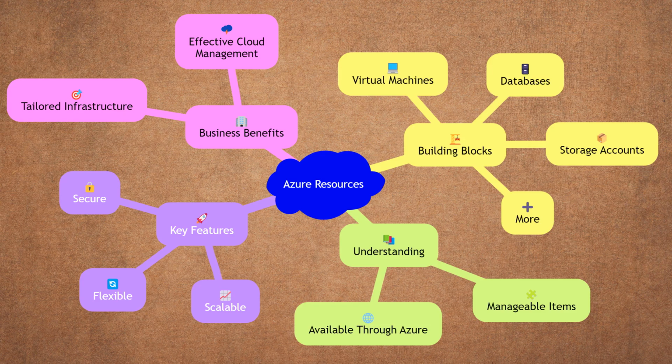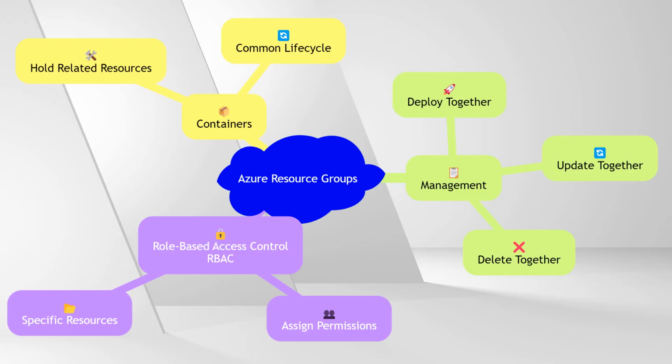Azure resources are designed to be scalable, flexible, and secure, allowing businesses to tailor their cloud infrastructure to meet specific needs. Azure Resource Groups are containers that hold related resources for an Azure solution. They provide a way to manage and organize resources that share a common lifecycle. By grouping resources, you can deploy, update, and delete them together, simplifying management tasks.